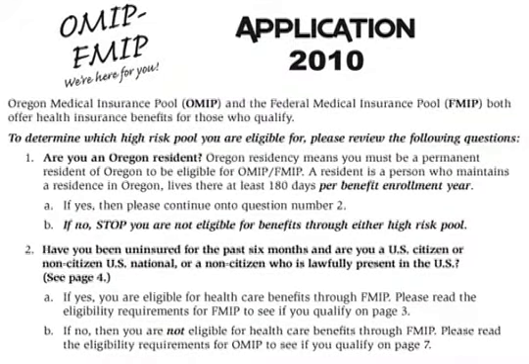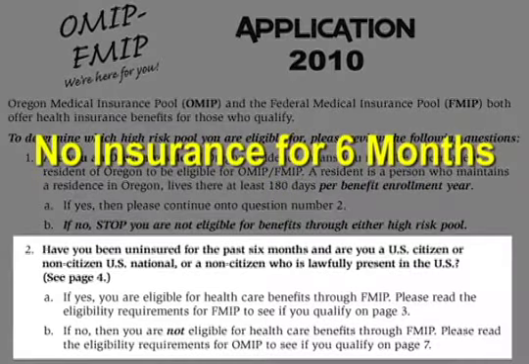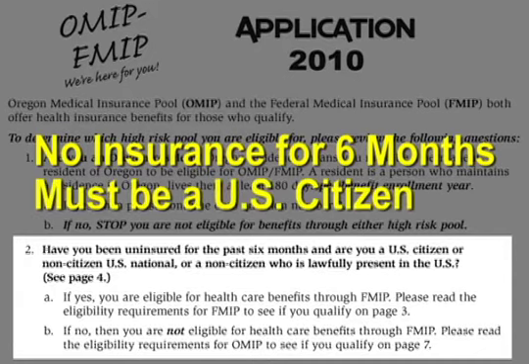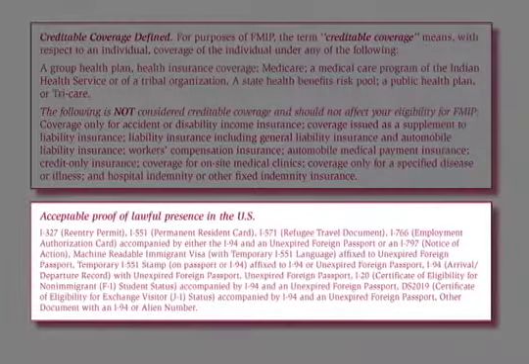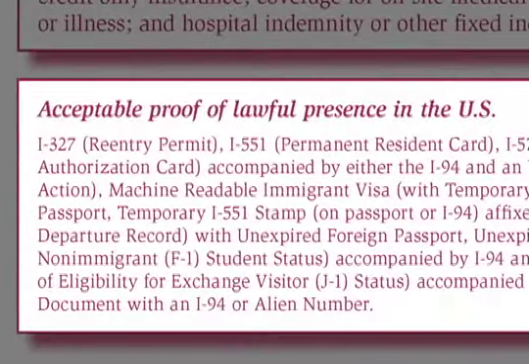On the cover of the application, there is information to help direct the applicant to the pool for which they are eligible. This is because there are two major eligibility requirements that are different between OMIP and FMIP. One is an FMIP applicant must not have had any creditable coverage for the past 6 months, and second, they must be a U.S. citizen or lawfully present in the U.S. Page 4 of the member handbook has detailed information on citizenship requirements.